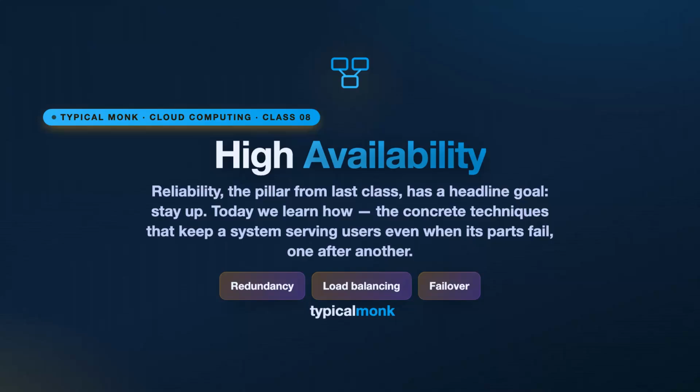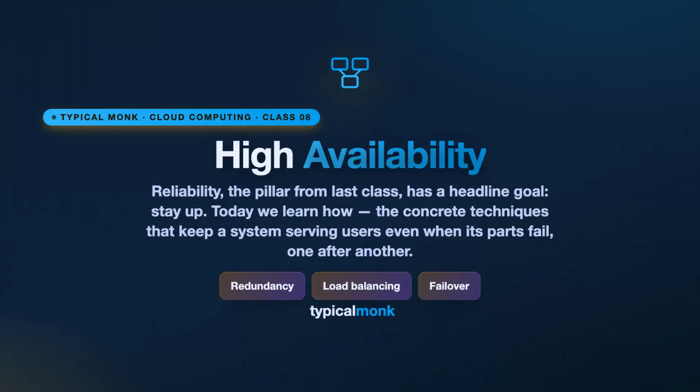Servers crash, disks die, networks drop, whole data centers occasionally go dark. If your system depends on nothing ever failing, it will fail, because something always does. High availability is the art of designing so that these inevitable failures do not take your users down with them, so that when a component dies, the system quietly keeps serving, and no one even notices.